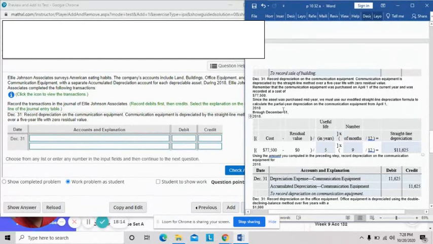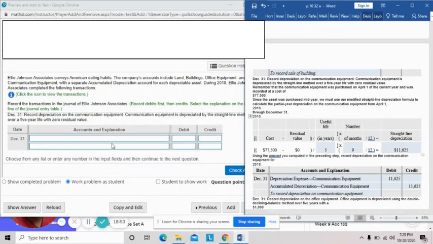Since the asset was purchased mid-year, we must use our modified straight-line depreciation formula to calculate the partial year depreciation on the communication equipment from April 1st, 2018 through December 31st, 2018. So as you recall, the formula is cost minus residual value divided by useful life in years multiplied by the number of months to find the straight-line depreciation. So the equipment was 77,500. Equipment has a 0 residual value, 5 years in useful life, 9 months out of the year, which gave me a straight-line depreciation of 11,625.